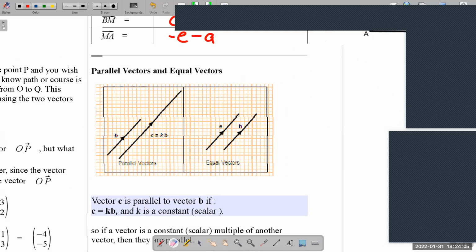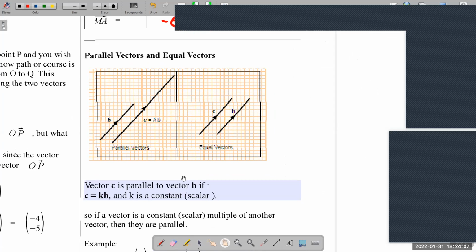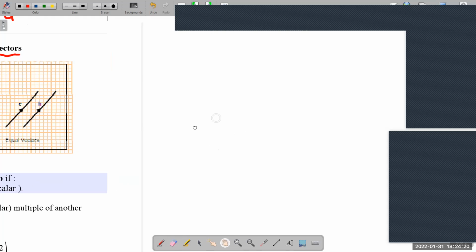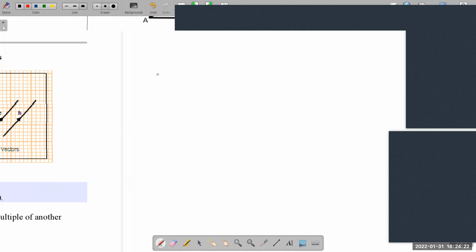All right, so let's take a look here. This is another very important concept: parallel vectors and equal vectors. Now it's pretty simple. As we learned, there are three ways to represent a vector. The first is using the beginning point and the end point with an arrow. Remember, the arrow is what makes it a vector, because it tells us that this vector is moving from A and it goes to B.